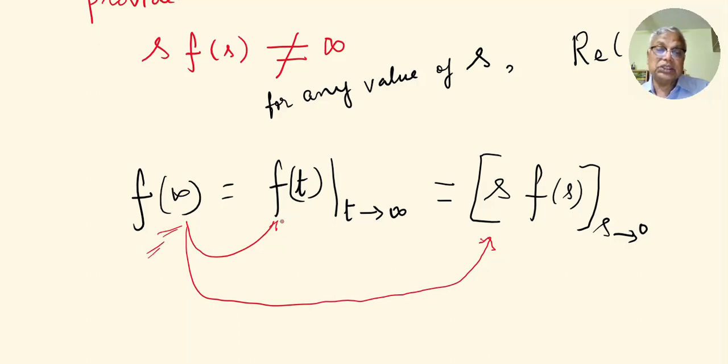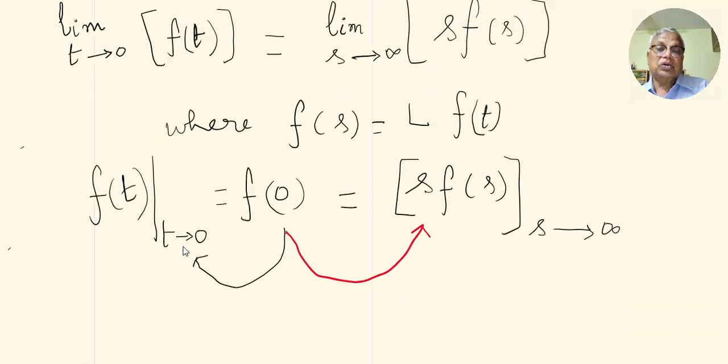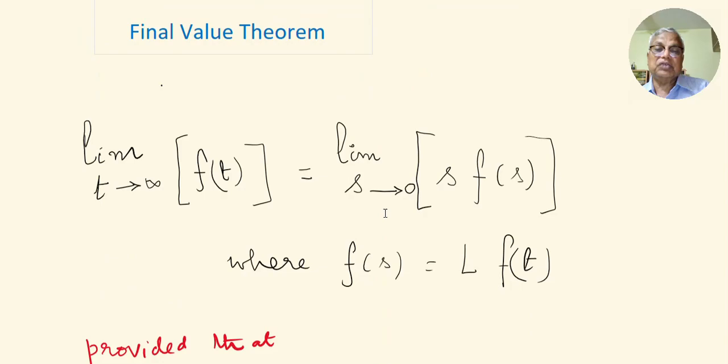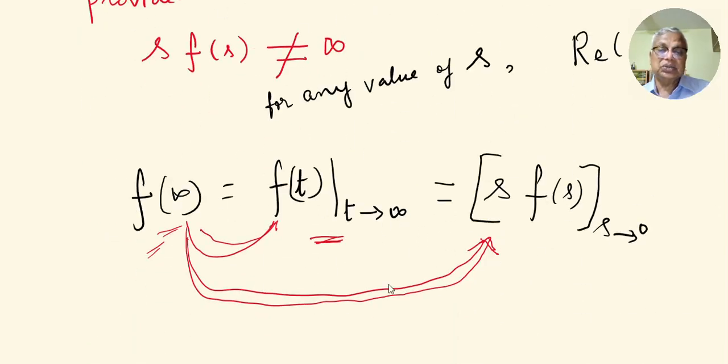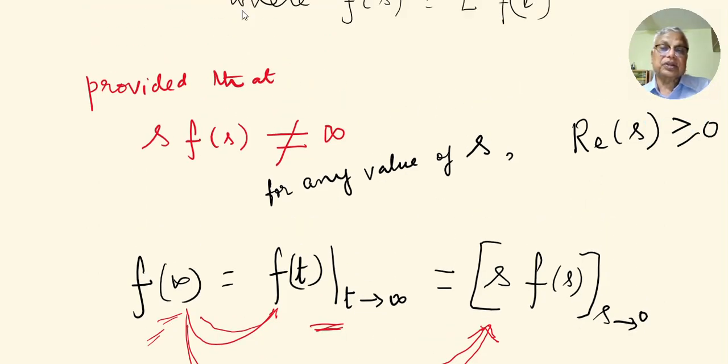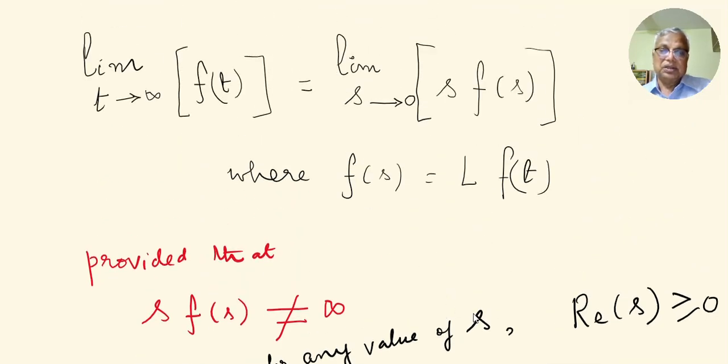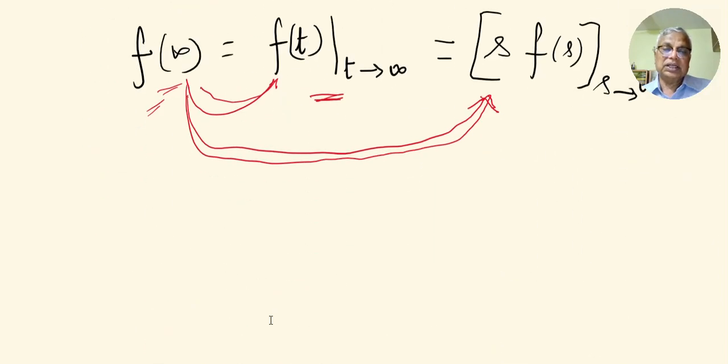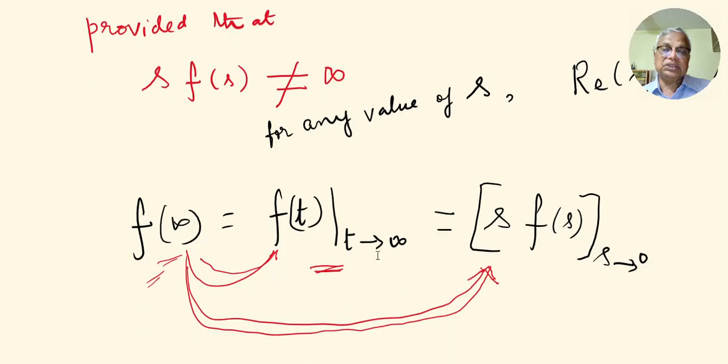That is, instead of using this route, we can use this route. That will be easy. We need not know what f of t is. If you know F of s, you can find the initial and final values using these two theorems very quickly. That is the advantage of these two theorems. We will practice examples, and later in control system analysis, we will realize and appreciate the importance of these theorems.